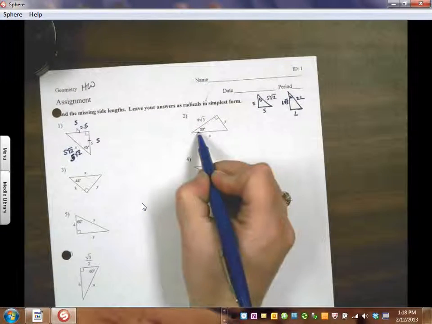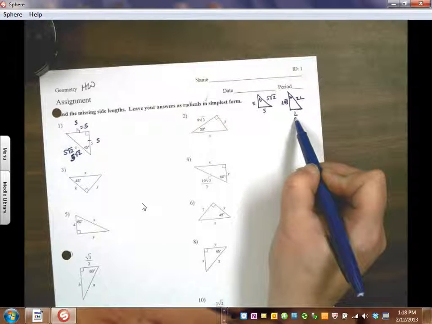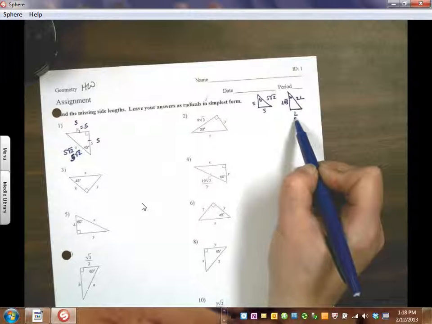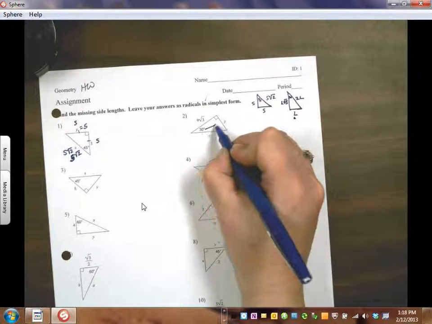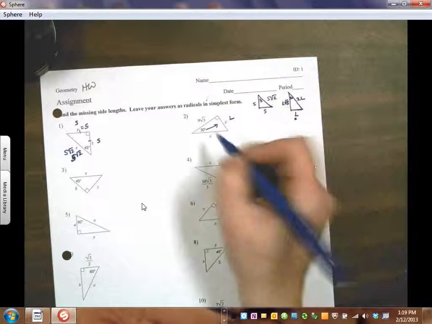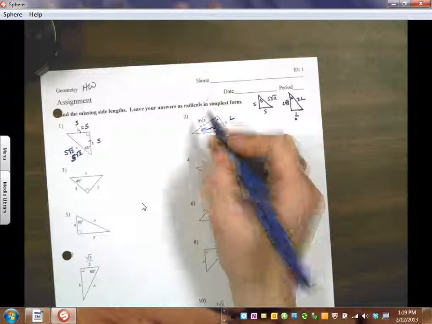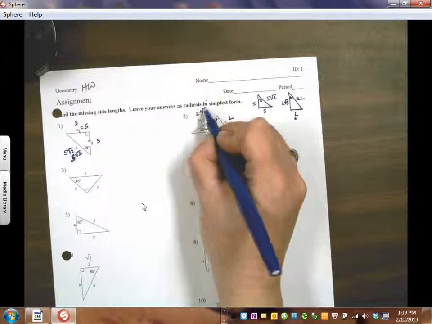This is a 30, 60, 90 triangle. So here's my template for the 30, 60, 90 triangle. I know that there is my 30, across from the 30, that's my littlest side. Then I have my hypotenuse, which is across from the 90. That's 2 times my littlest side. And then this longer leg is the littlest side times root 3.